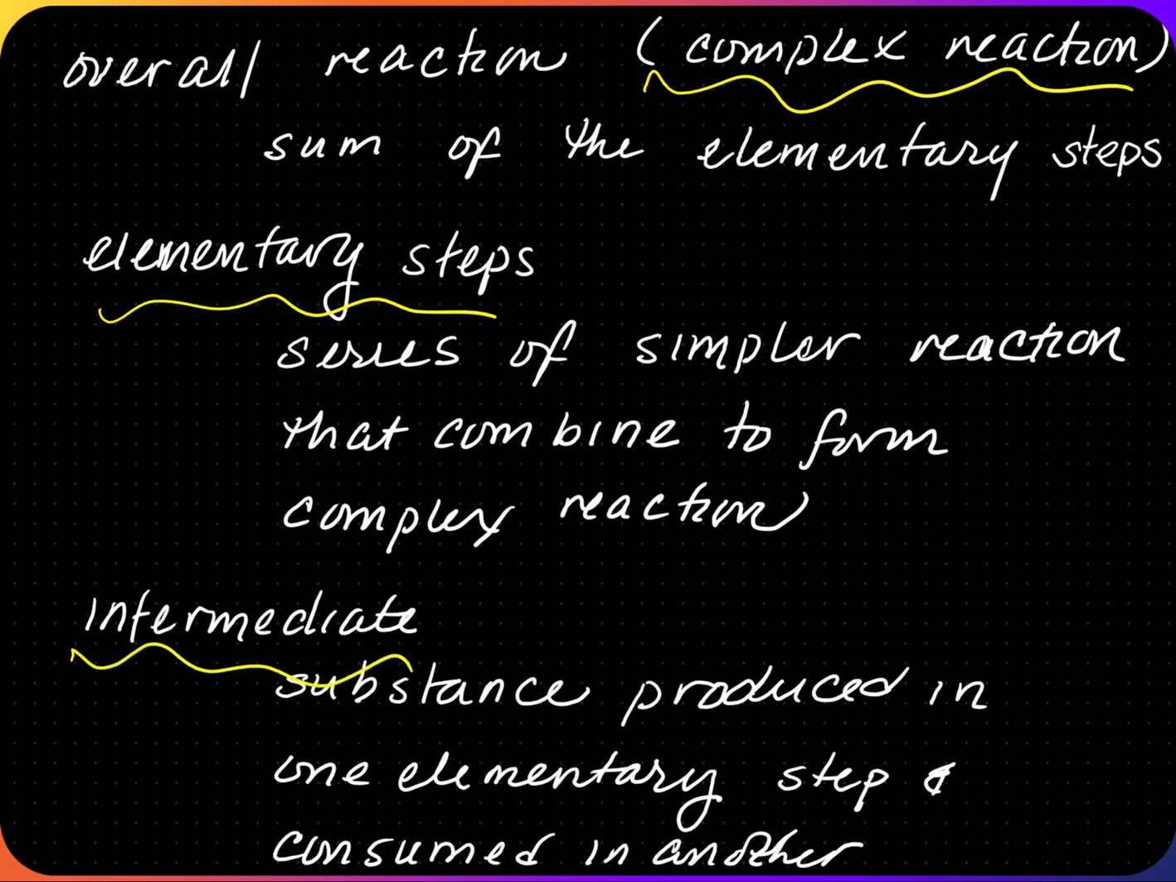Intermediates are substances that are produced in one elementary step and consumed in another. So what happens is if you have multiple elementary steps, it will never appear as a reactant in the first step, and it will never appear as a product in your last elementary step. It will only appear somewhere in the middle, and it will cancel out.